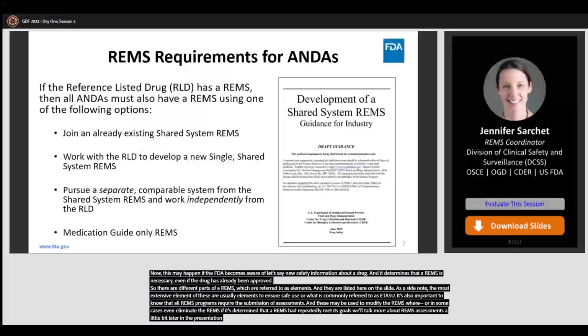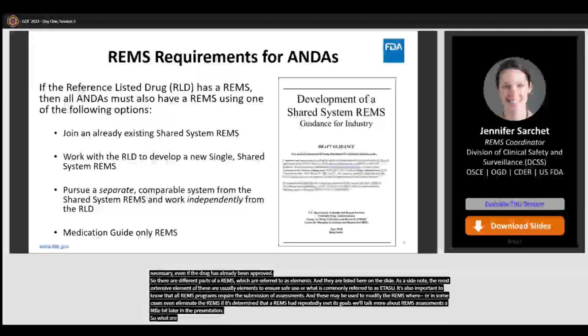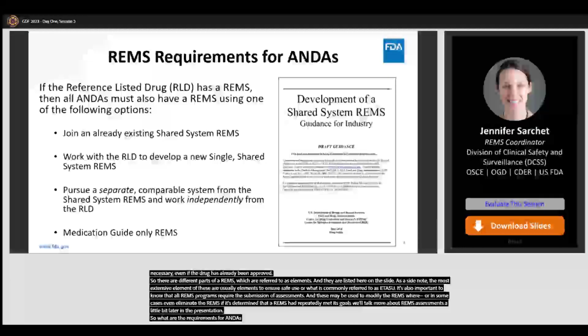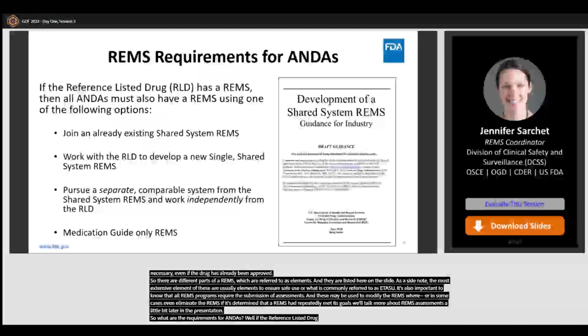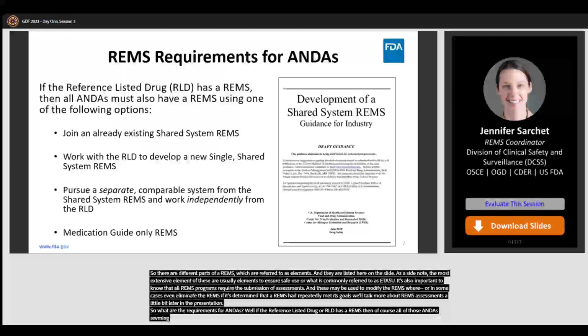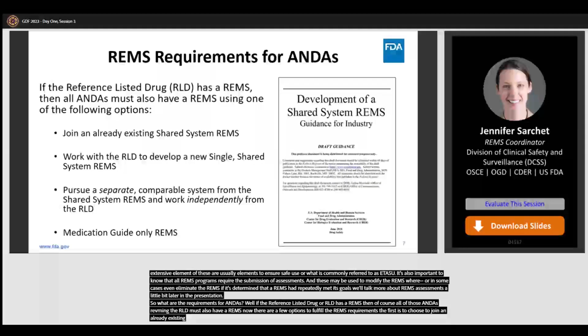So what are the requirements for ANDAs? Well, if the reference listed drug, or RLD, has a REMS, then of course all of those ANDAs referencing the RLD must also have a REMS. Now there are a few options to fulfill the REMS requirements. So the first is to choose to join an already existing shared system REMS. Another option is to choose to work with the RLD to develop what is considered a brand new system.